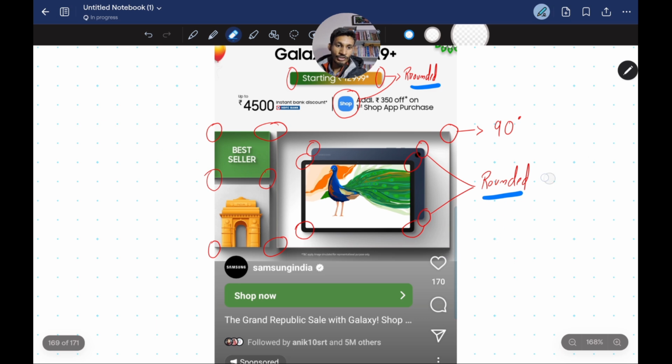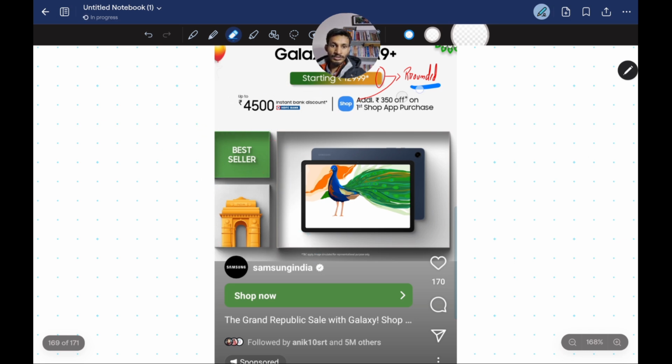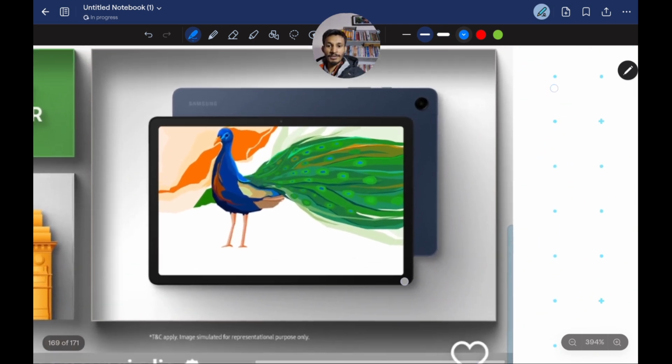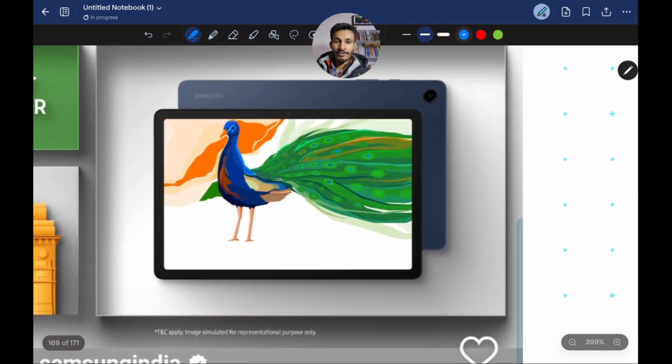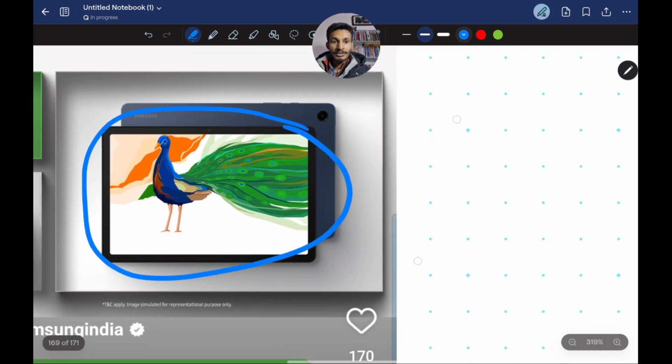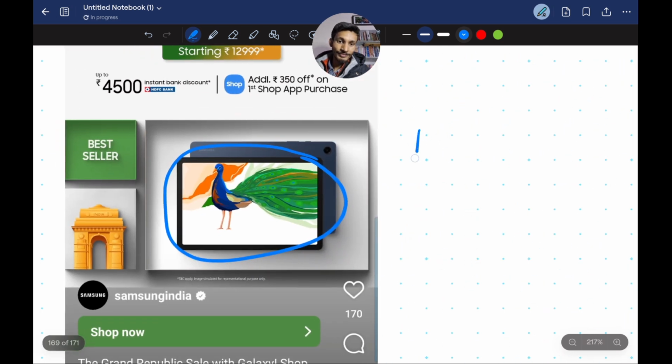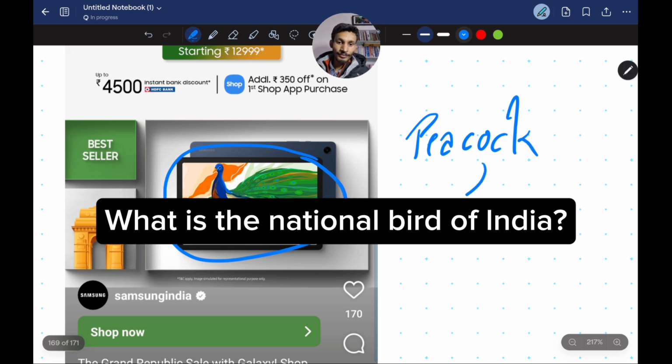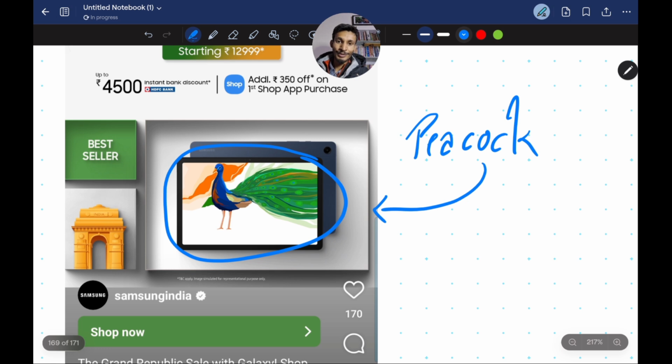Another thing I would like to mention before I forget it, so I'll just quickly remove all of these things so that I have a bit of space. And now that I do have space, I would like to mention, I can't believe I almost missed this. Have a look at the picture on the screen of the tablet. This is a peacock, right? And what is the national bird of India? You guessed it correctly, it is a peacock.